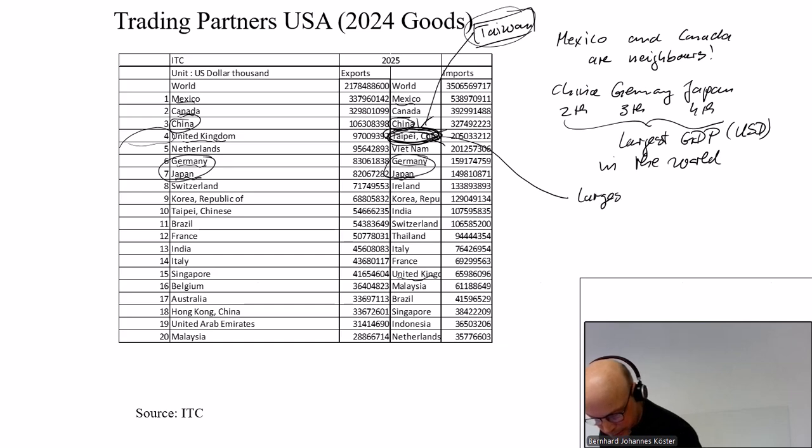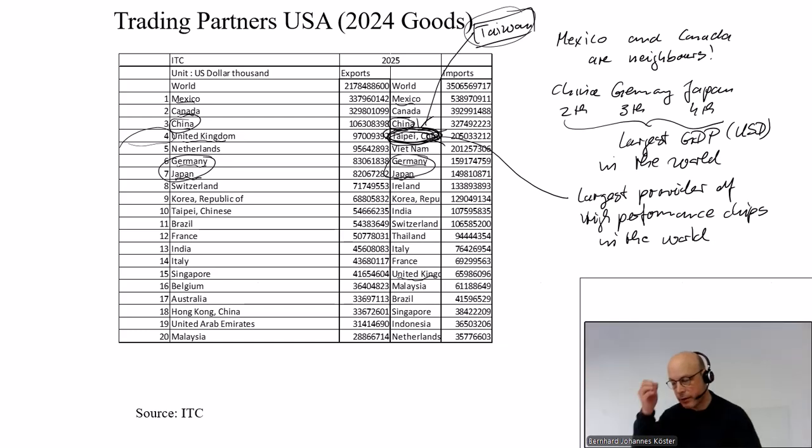Okay, so largest provider of high performance chips in the world. And then you can use its database and go into the category electronics. And so then I wouldn't be surprised if you find they have a relatively even larger volume of Taiwan relative to the imports of the other countries.